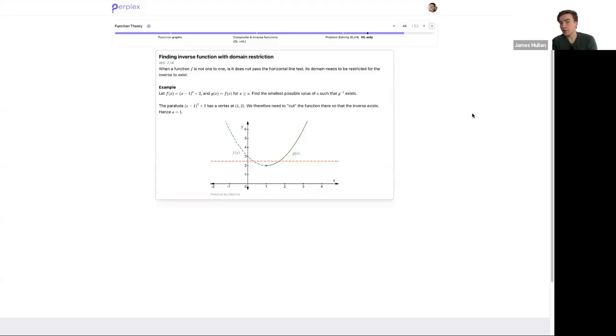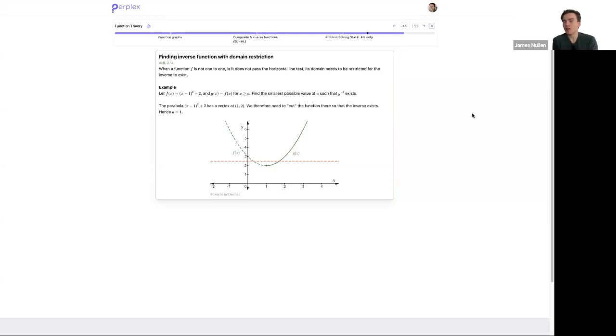So basically, we're looking for the vertex of this quadratic, because if we went past the vertex in our domain, then there would be some value to the left of the vertex that has the same y-coordinate as some value to the right of the vertex, and that would violate the horizontal line test. So we find a vertex at (1, 2), which means we need to cut the function there so that the inverse exists. So we want x to be greater than or equal to 1, so a is equal to 1 in this example.